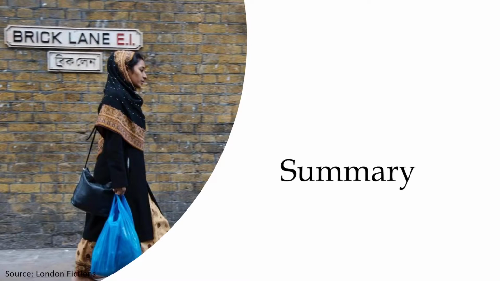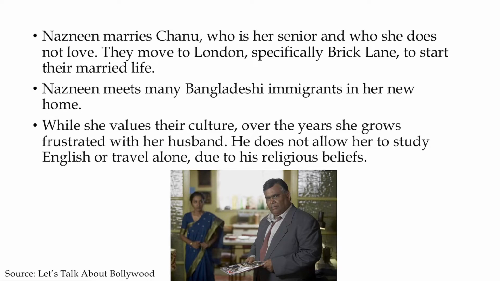Now, going through the plot of the novel itself. We meet Nazneen, who is the book's protagonist, and she marries Chanu. At the time she marries him, she is 18, and we get hints that he is much, much older than her. This is an arranged and very traditional marriage that happens in Bangladesh, arranged by her father, who has lost his wife.